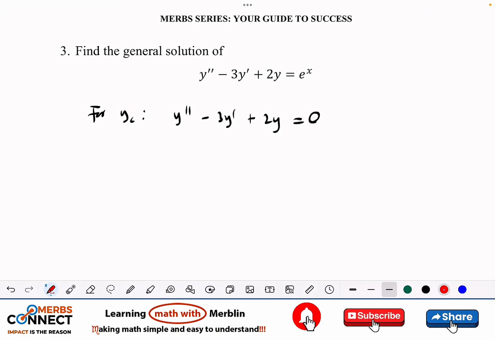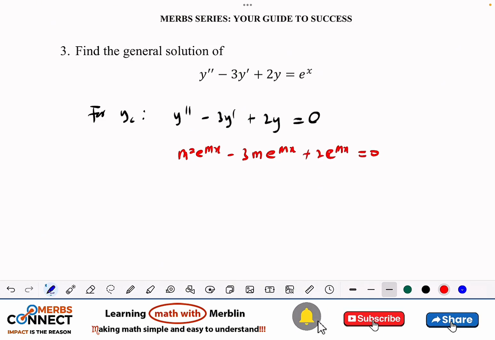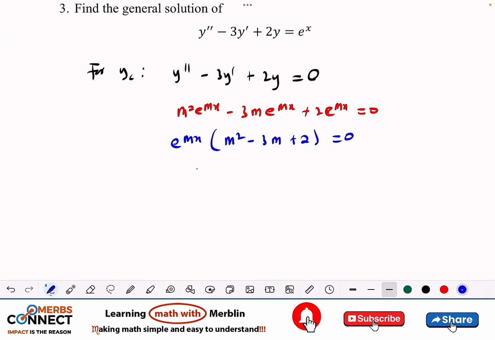So now let's go. m squared e to the power mx minus 3 times m e to the mx plus 2 times e to the mx is equal to 0. Factor this out. m squared minus 3m plus 2 is equal to 0. And then e to the mx is never 0.